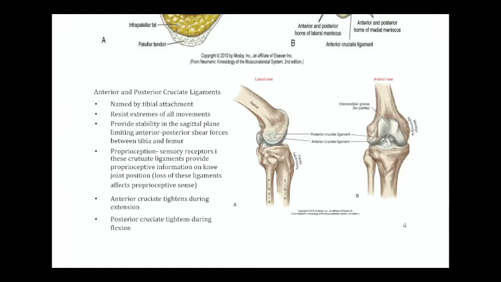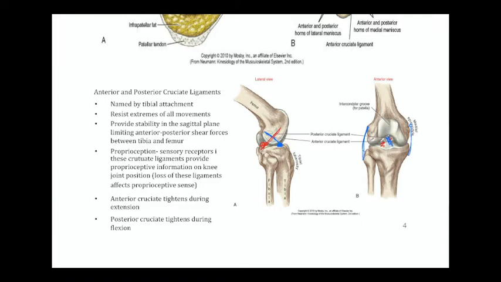Then we also have the medial collateral and lateral collateral ligaments that are happening here. We also have the anterior and posterior cruciate ligaments, which run more medially and go from anterior to posterior and posterior to anterior. They're named for their tibial attachment. So you can see here is the anterior one. It's attached anteriorly on the tibia and goes back. And then we have the posterior, which is attached posteriorly on the tibia and then goes forward. So they crisscross each other as they change directions.